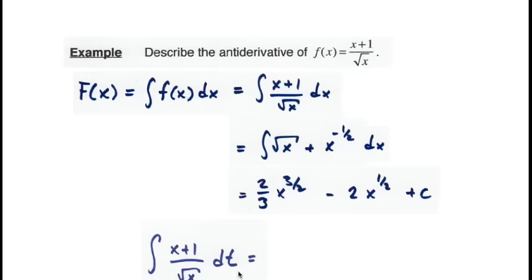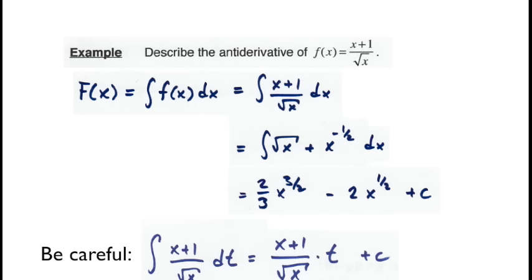Be careful with the variable of integration. Here it's x. If it happened that the variable of integration was something else, for example here it's t, then suddenly all of this has to be considered as a constant. And if we integrate this now, we'll get x plus 1 over root x times t. x plus 1 over root x has to be considered just a number, and therefore it's x plus 1 over root x times t. Once again, we have a constant of integration.